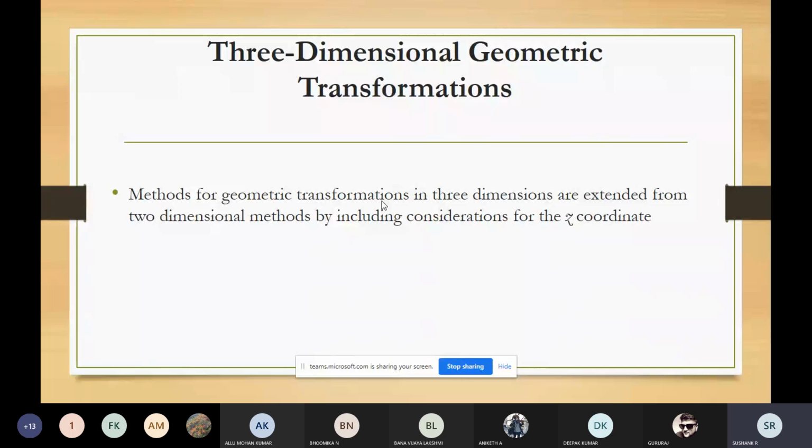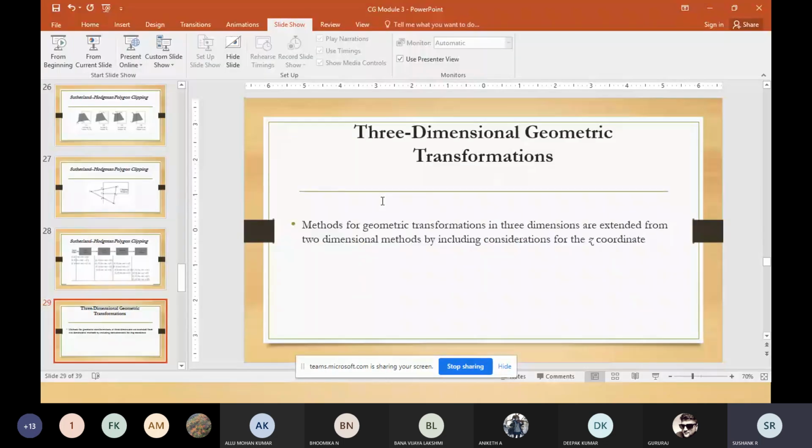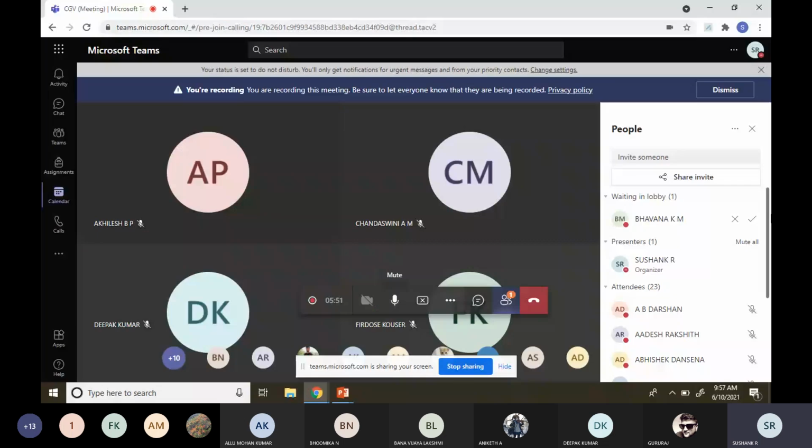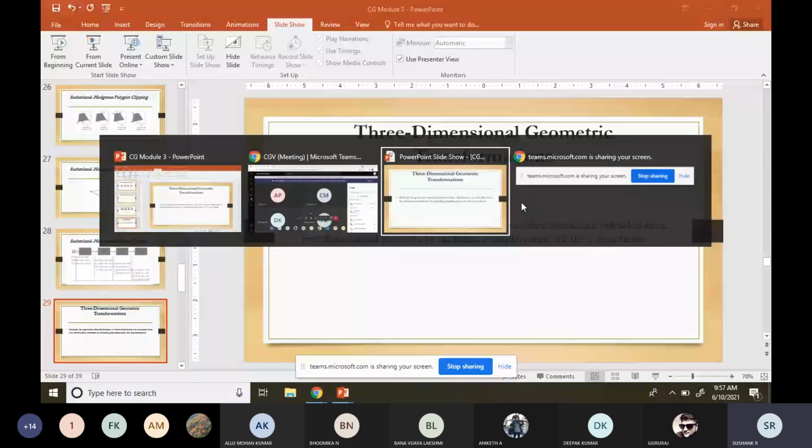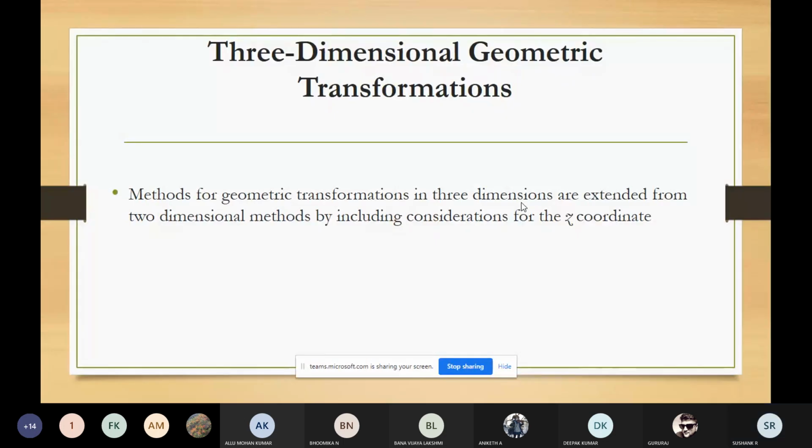Here we will be studying the transformations with respect to three dimensions. We are talking about objects which are represented in three dimensions. So here we will be talking about 3D transformations. Here also we have transformations like translation, rotation, scaling.